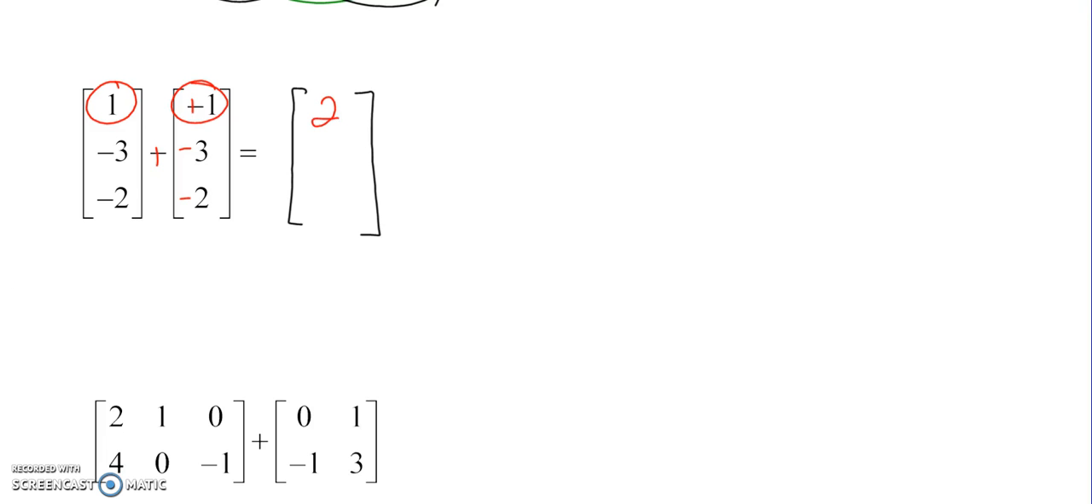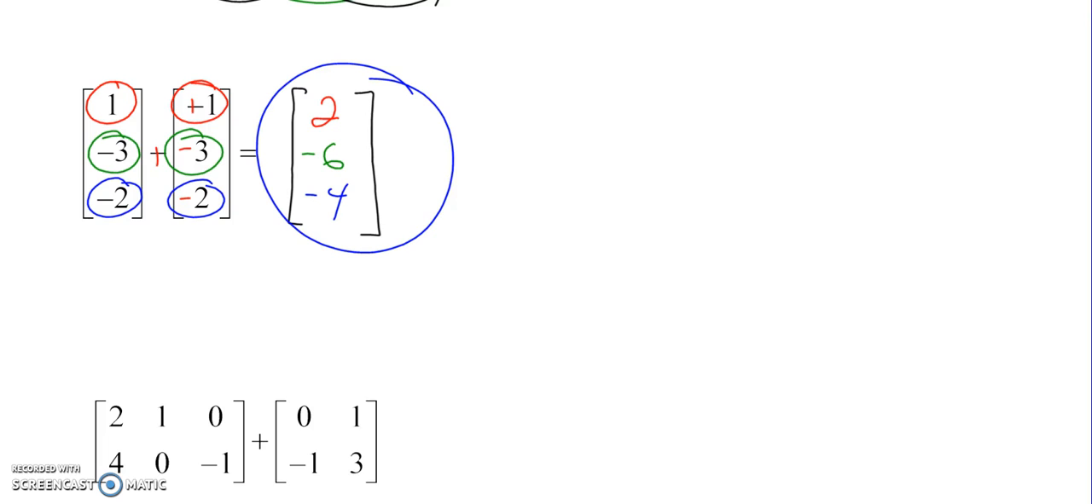In the middle row, we have -3 and -3. That's going to be -6. And in the bottom row, -2 and -2. That answer is going to be -4. Here's our answer as is.